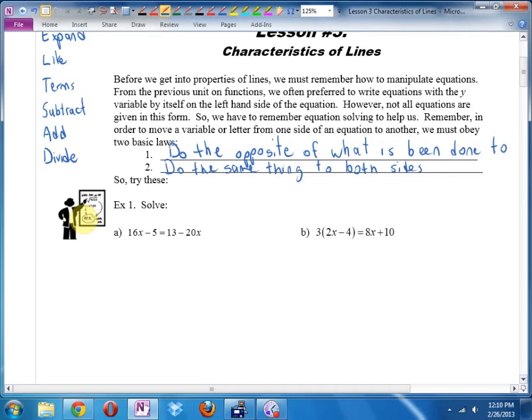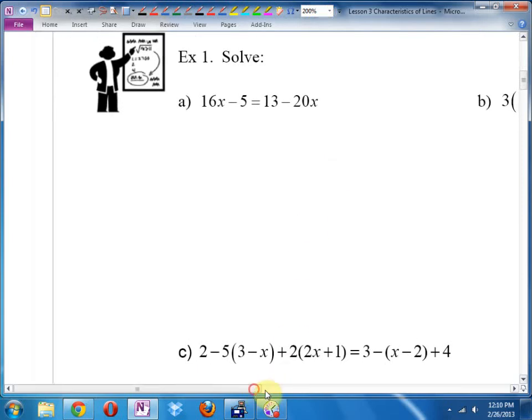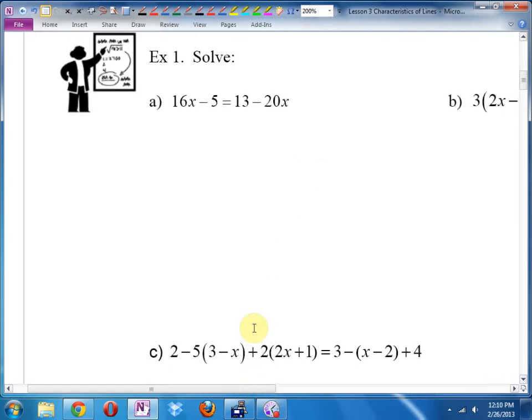Example 1, I wrote down here, solve. Okay. In example 1, do you see any fractions? Check. Expand. Any brackets to get rid of? Check. And then what does the LT stand for? What I mean by like terms is on the same side of the equal sign.